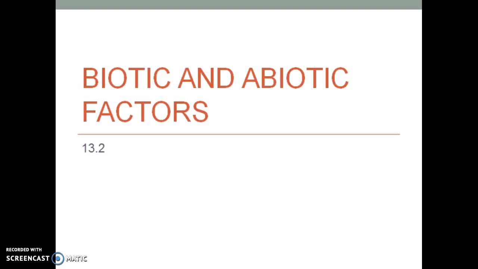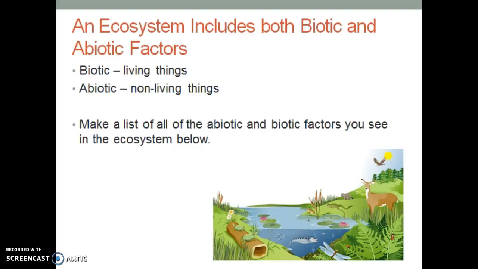13.2, we're going to be looking at biotic and abiotic factors in ecosystems. So to start with, we should know what biotic and abiotic mean. These are both vocabulary words from the section. Anytime you hear of something and it is biotic, that means it's alive. Anytime you hear the word abiotic and it's talking about something, that means it's not alive.